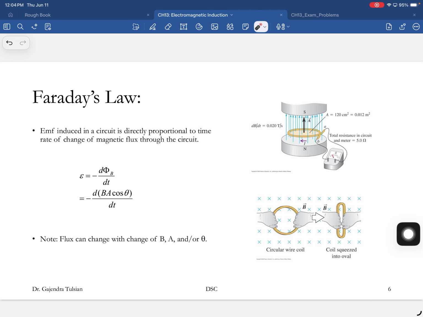So here's a way to change the area, but this is not a practical way. But while you change this area, you would induce an EMF in there. Here they're showing how to change B. Flux can change with a change in B, area, or theta.